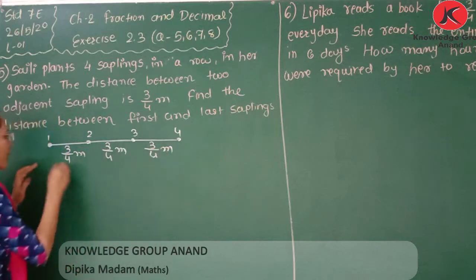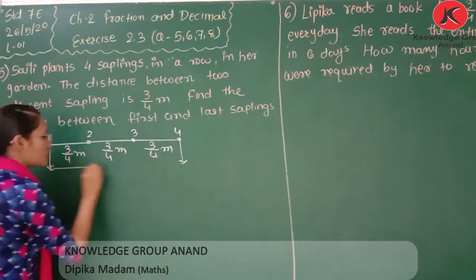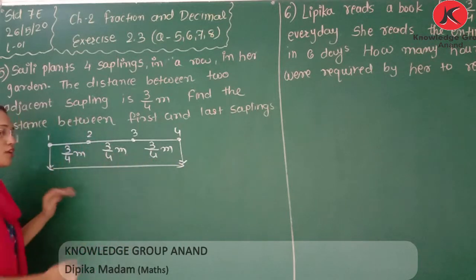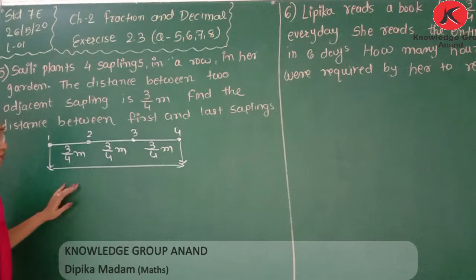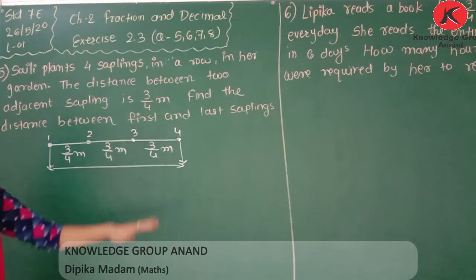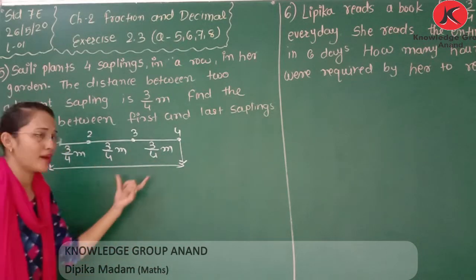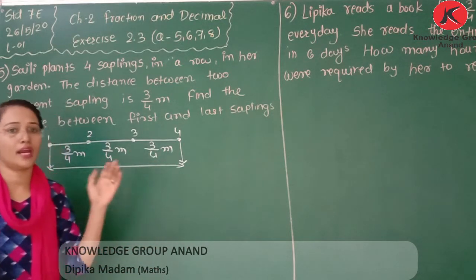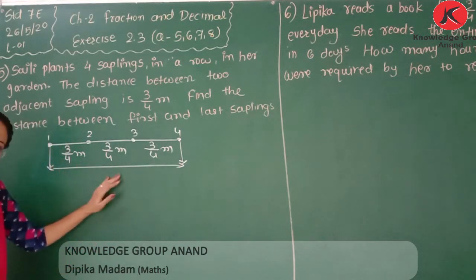If you want to find the distance between first and last, it is the addition of 3 by 4, 3 by 4 and 3 by 4. Clear? So what we have to do? Add 3 by 4, 3 by 4 and 3 by 4. Or you can write 3 multiply 3 by 4, because we are adding 3 by 4 three times. So you can write 3 multiply 3 by 4 meter. Or you can directly add the numbers.